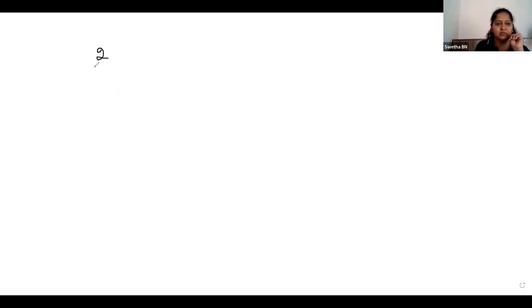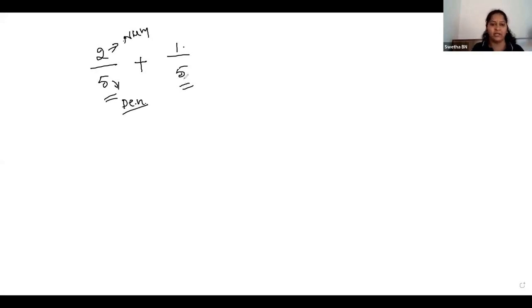For example, 2 by 5 plus 1 by 10. Before that, 1 by 5. These are the fractions you have already been learning since 4th standard. Here in 2 by 5, 2 is called the numerator and 5 is called the denominator. Numerator and denominator. Here 1 is the numerator, 5 is the denominator.